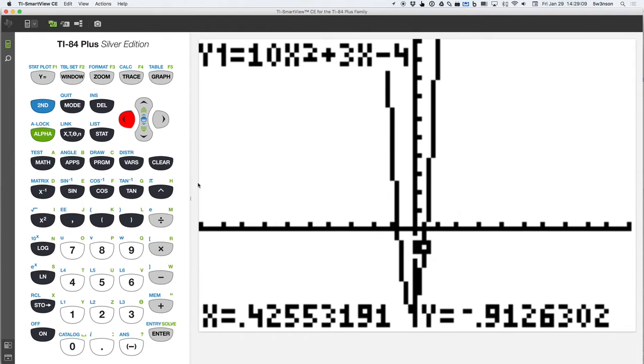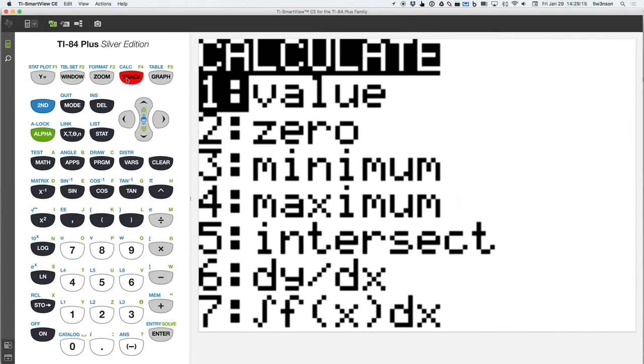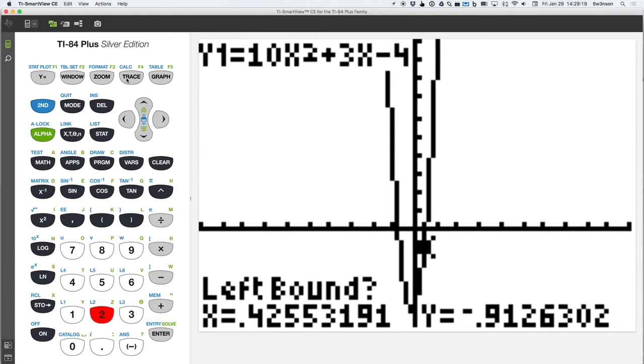So I'm going to use the button that is inside the calc here. So I'm going to press second, and above the trace is the calc. And notice what it says on number 2. I'm going to find the 0.